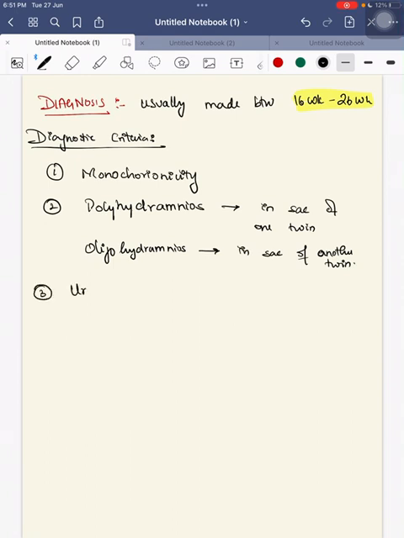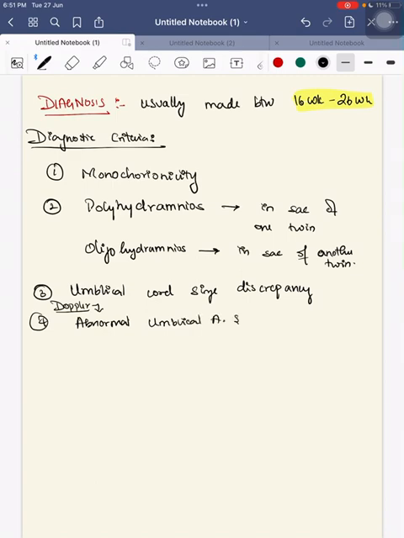Okay. Third can be umbilical cord size discrepancy. Fourth, there will be an abnormal umbilical artery or ductus venosus Doppler velocimetry. So you should do a Doppler to tell this. There will be an abnormal umbilical artery and ductus venosus Doppler velocimetry.